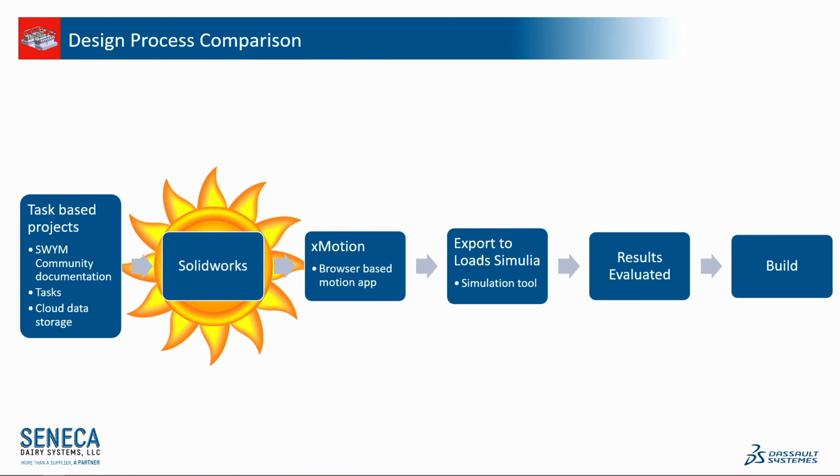So everything starts in SolidWorks, and then the next step would be Xmotion. That's a browser-based motion app. We're using that to study the dynamics of the system. Then we export those loads to Simulia. That's our simulation tool. Then we're running our stress analysis there. Then we look at our results, and then we build it. So, a lot less hope in there. It's a much more rigorous design process.